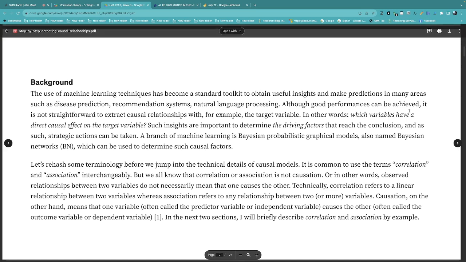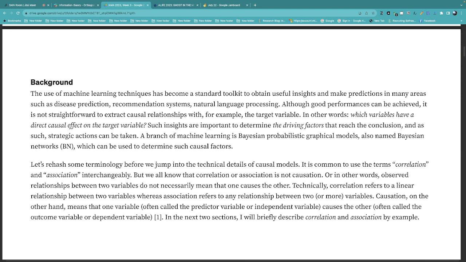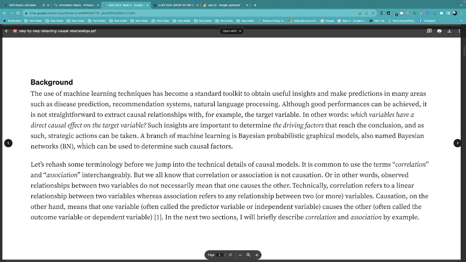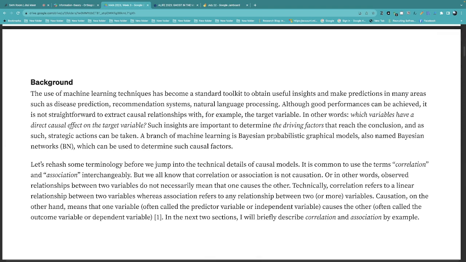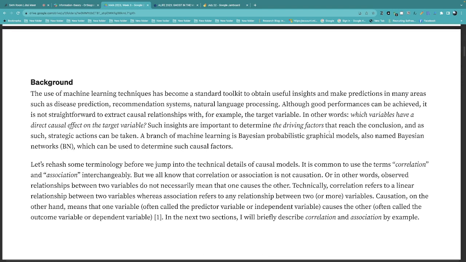In other words, which variables have a direct causal effect on the target variable? Some insights are important to determine the driving factors that reach the conclusion, and as such, strategic actions can be taken. So it talks about Bayesian probabilistic graphical models or Bayesian networks. So Bayesian networks are basically these probabilistic graphical models using a Bayesian approach.